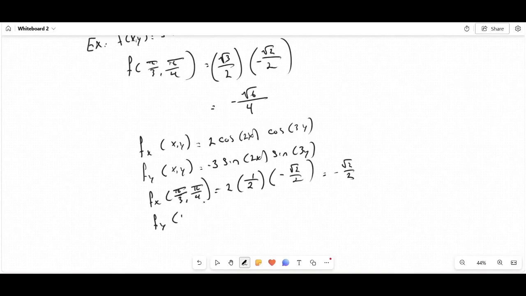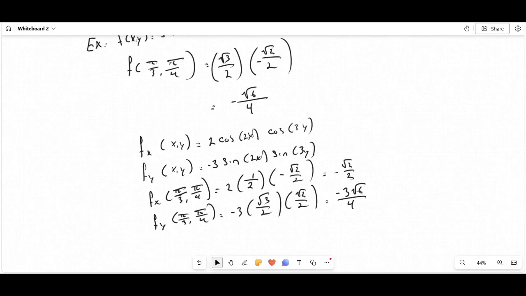And then if you do the derivative in the y direction, negative 3, I want the sine of 2 pi over 3. But now I want the sine of 3 pi over 4. That's positive, and that's also root 2 over 2 in magnitude. So that now is a little more complicated looking: negative 3 root 6 over 4. Get that right?